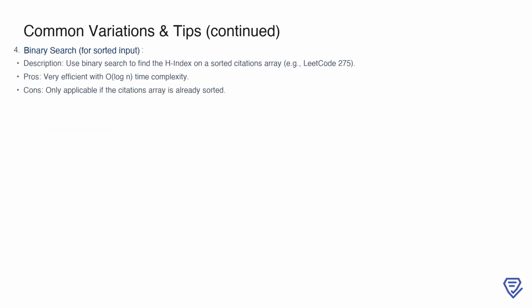For cases where the citations array is already sorted, you can use a binary search approach to find the H-index. This method works by narrowing down the possible values of H using the properties of a sorted array, achieving a very efficient O(log n) time complexity. However, this approach is only applicable when the input data is pre-sorted, such as in the case of LeetCode 275, H-index 2. While it's highly efficient, it's important to recognize that its application is limited compared to other methods. Understanding when and how to use binary search can help you quickly solve variations of the H-index problem that involve sorted inputs, making it a valuable technique to master for specific scenarios.